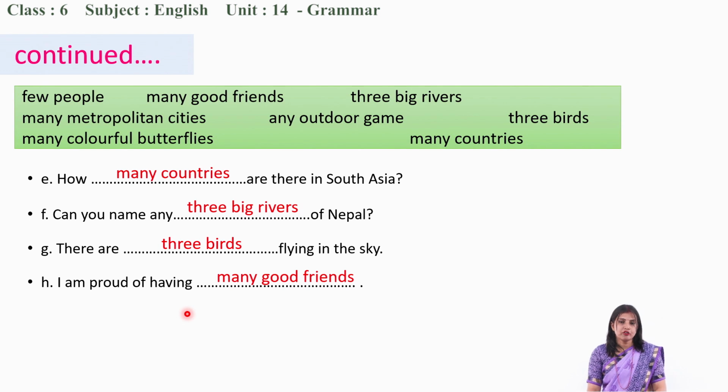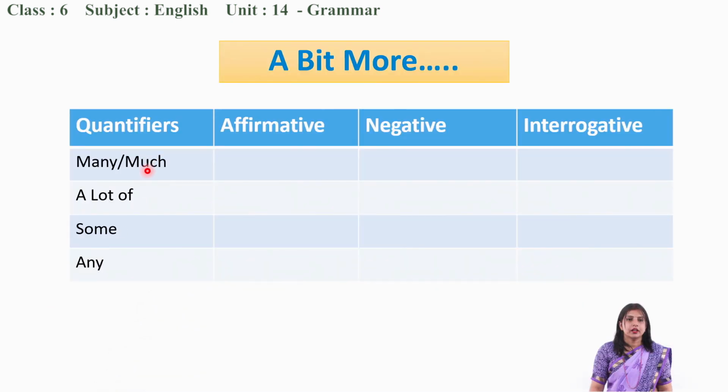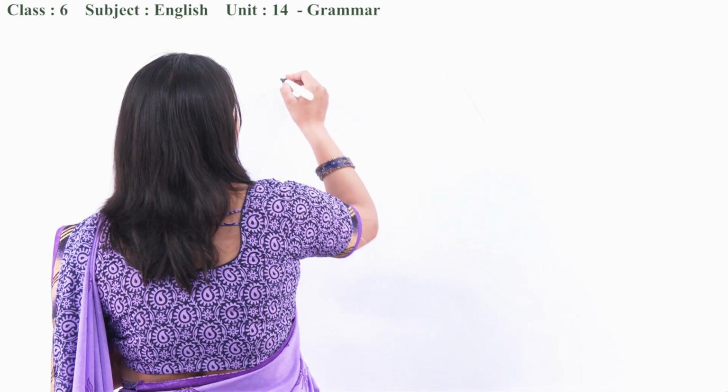Alright, so we are done with the exercises given in the grammar section, but I have got something more for you. Okay, a bit more. Now we have discussed what are quantifiers, yes. Now we need to find out which quantifiers are used in which type of sentence. Okay, the first one you see, affirmative.